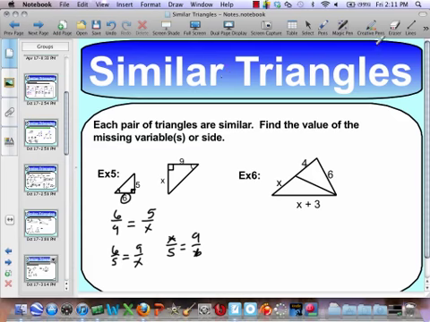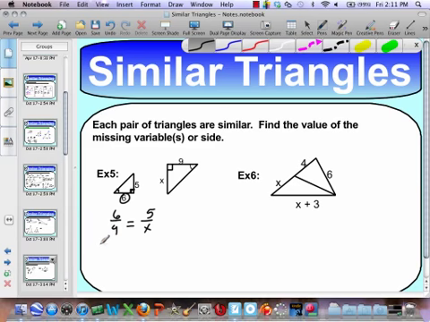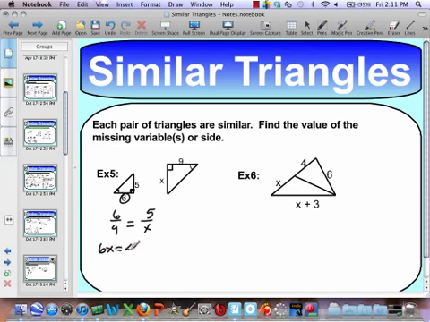So let's go ahead and solve our problem. If we have 6x equals 45, how would you solve for x? Divide by 6. So x is 45 over 6. Okay, and that would be reduced by 3.